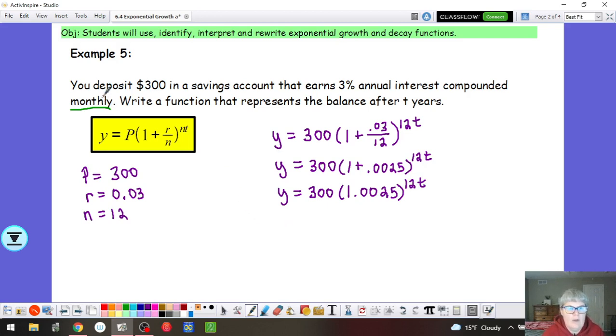Now, something I'd like to point out, this was happening monthly. If we have it compounded annually, our N value would be 1, and we would basically have an exponential growth function.